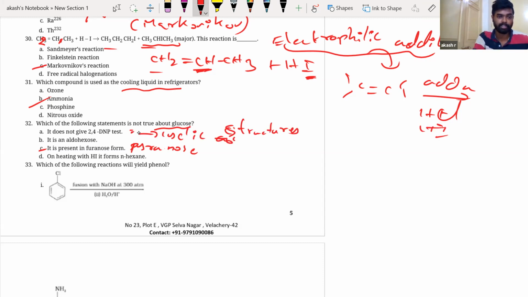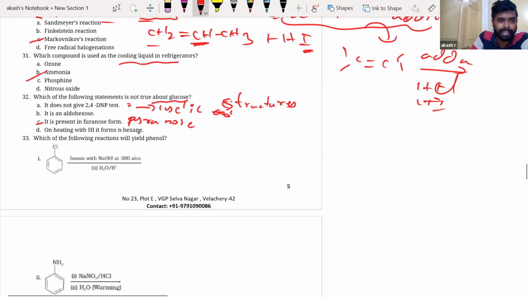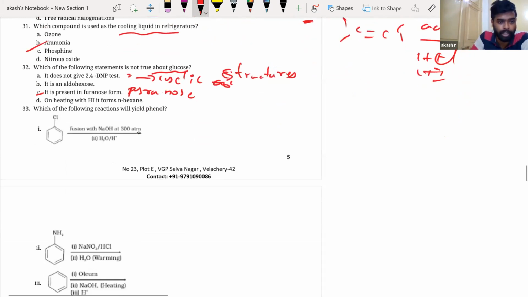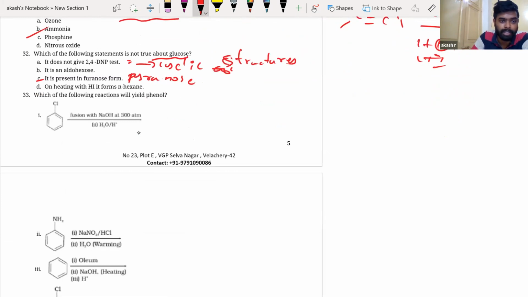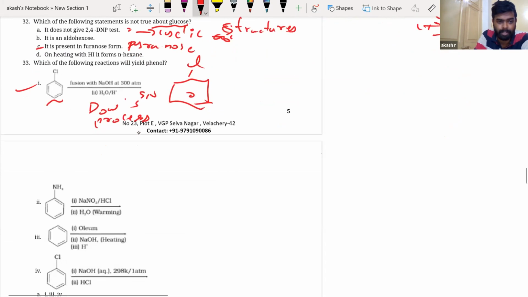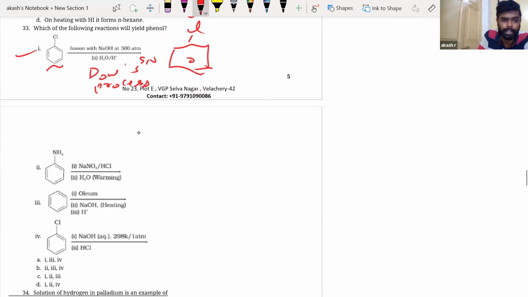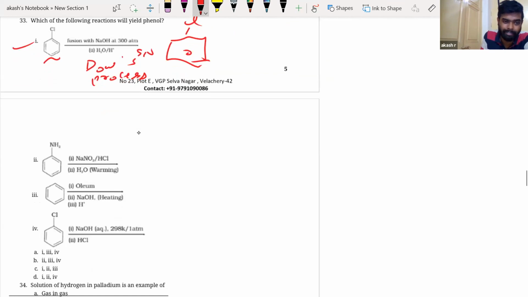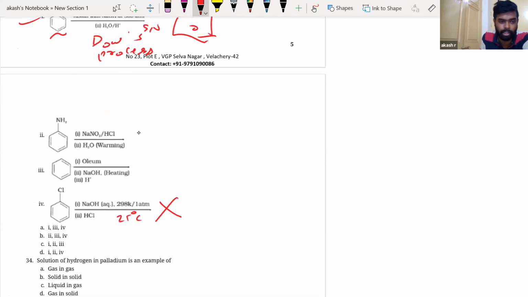Next, which of the following will yield phenol? Now this is your Dow's process, people. What is a nucleophilic substitution? So definitely you will get phenol here. So 1 is okay. NaOH at 298 Kelvin, definitely not. 298 Kelvin is 25 degrees Celsius. Definitely it will not give phenol. Oleum with NaOH. So that means only C is the option, right?